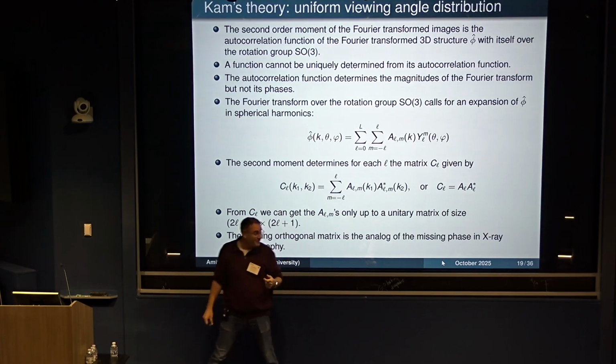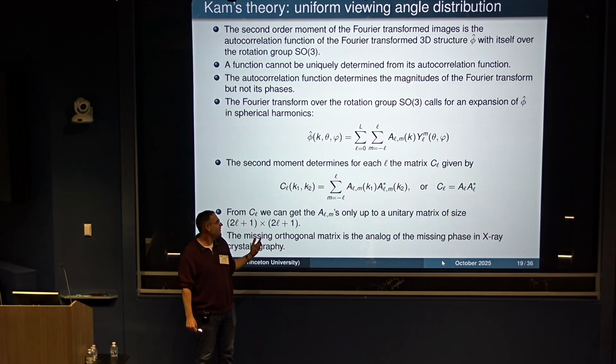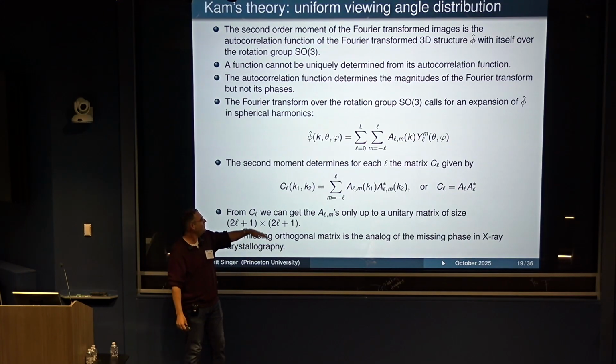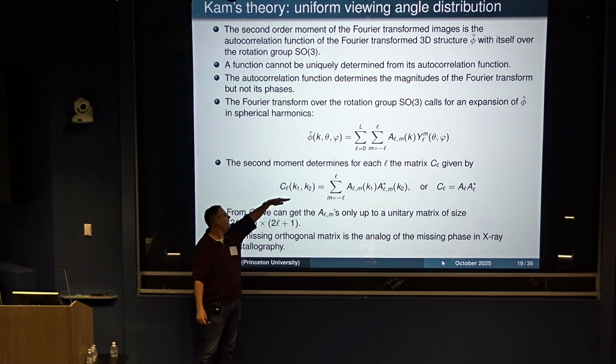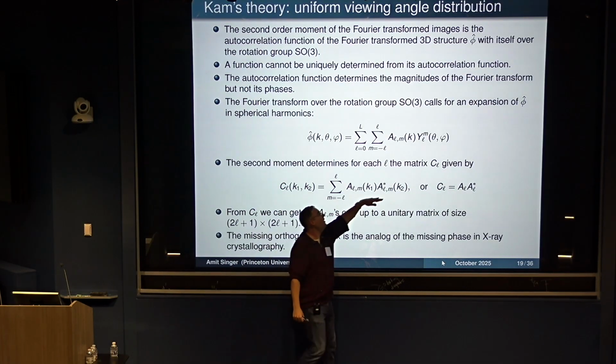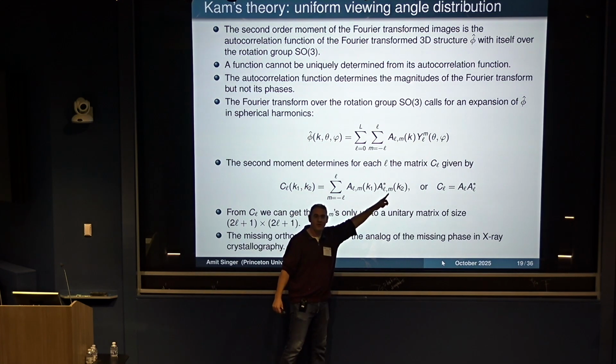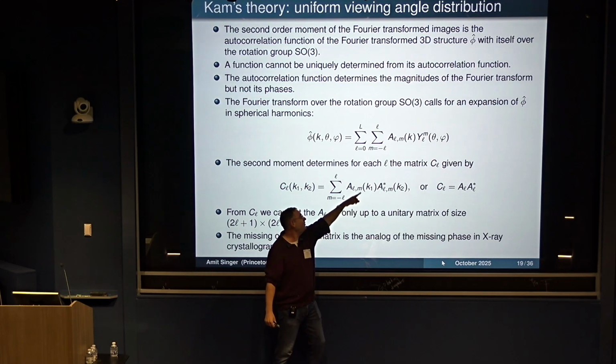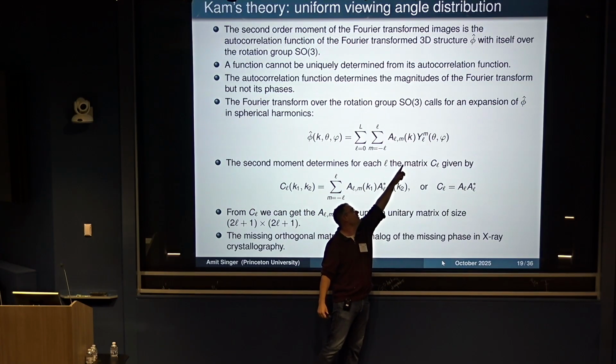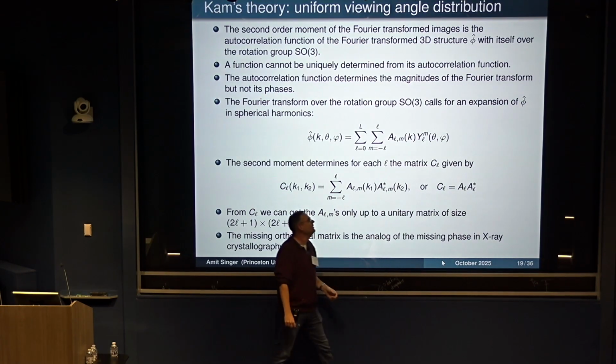It turns out that from the data, I'll not show you the derivation, you can get these C_L matrices that you can compute from the data. K1 and K2 are just radial frequencies, and they relate to those unknown functions. So you can get some information about these functions, the radial components that come with the spherical harmonics.